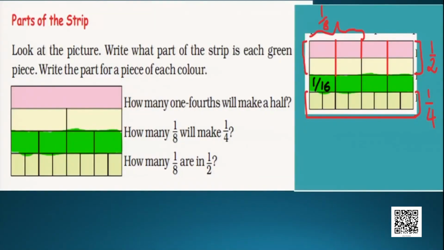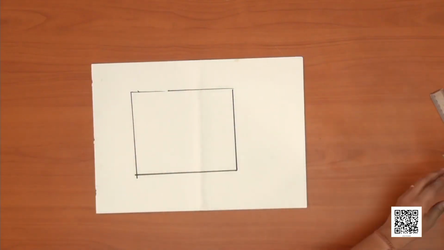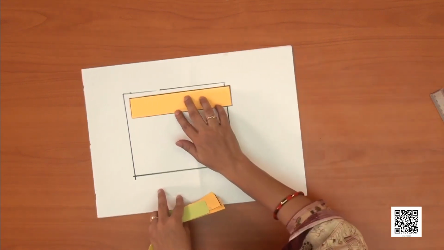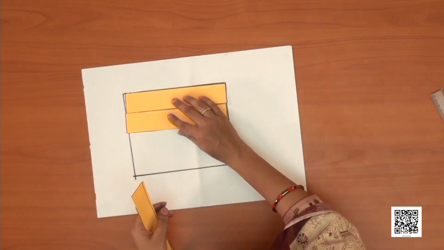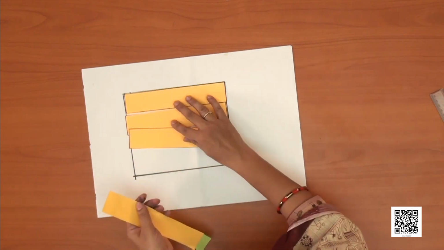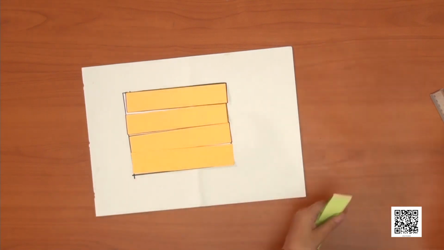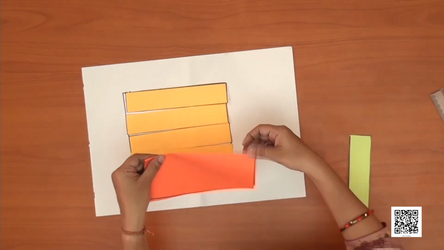So let's see what we can do. Now this is the rectangle's perimeter. This is the boundary of the rectangle. Now this rectangle is divided into 4 equal parts. This is one part, this is the second part, this is the third part, and this is the fourth part. And you can just fold it like this and find out the equal parts. Just fold it like this. You don't have to measure.